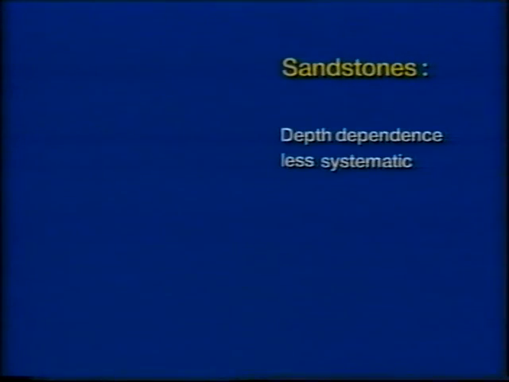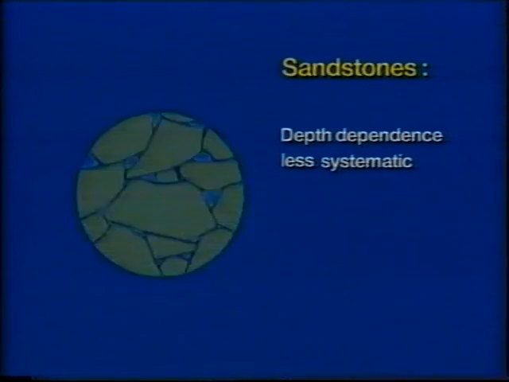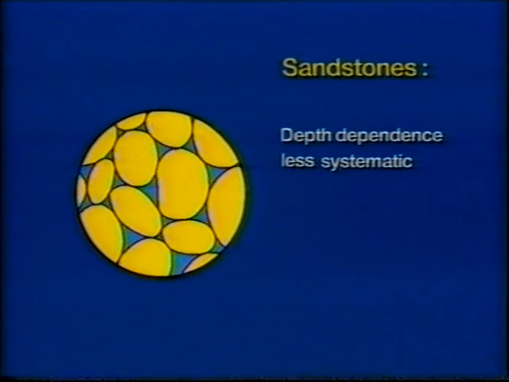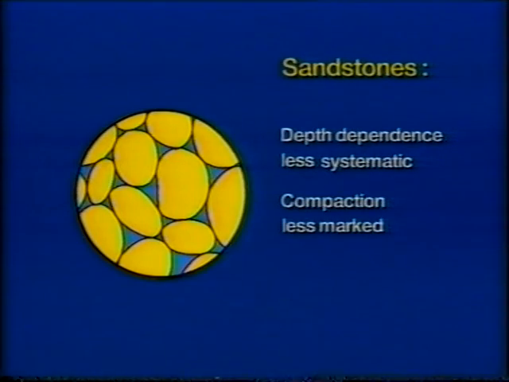All right, now to the sandstones. Here the depth dependence of velocity and density is much less systematic. In part, this is because of the greater depositional variability of sandstones. A cemented sandstone of poor porosity may occur shallow in the section, whereas an unconsolidated sandstone of good porosity may occur deep. Then, in part, it is because the changes in density and velocity are not primarily due to compaction.